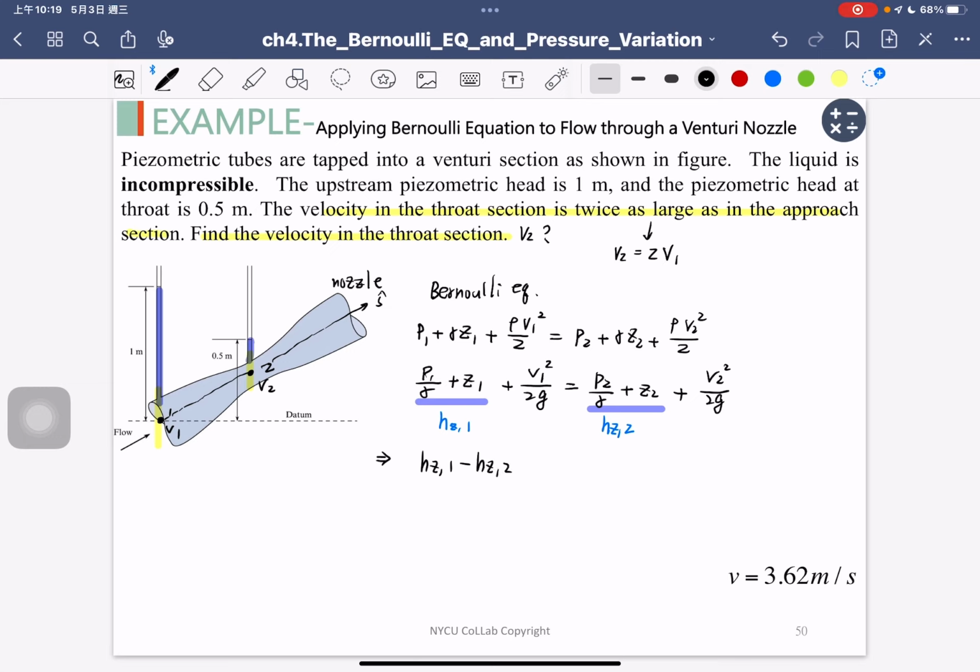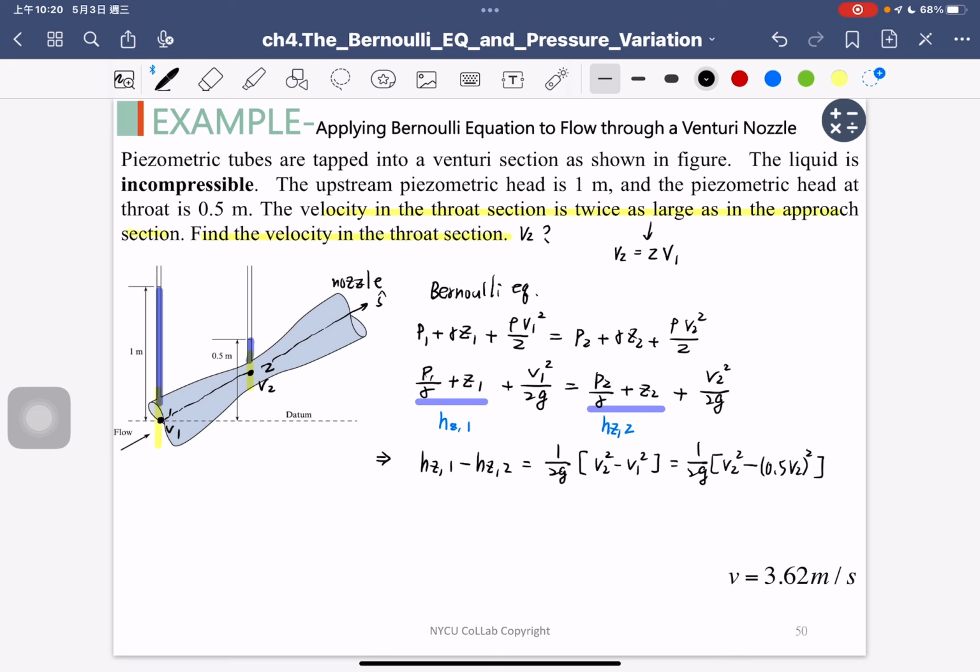Okay, so we rewrite the equation: piezometric head 1 minus piezometric head 2 equals 1 over 2g times V2 squared minus V1 squared. And we know that V1 times 2 is equal to V2. So we can rewrite here: we keep V2 squared, and we replace V1 by V2, since V1 is equal to 0.5 V2, squared.